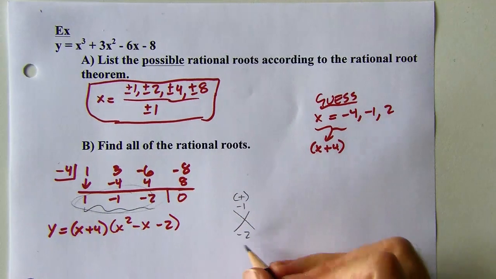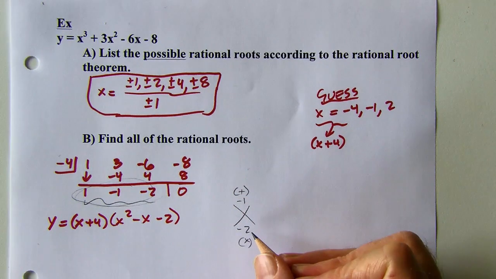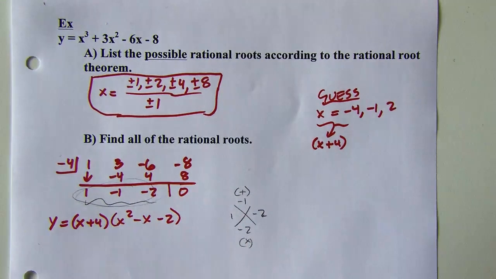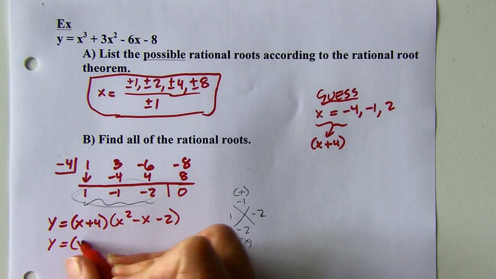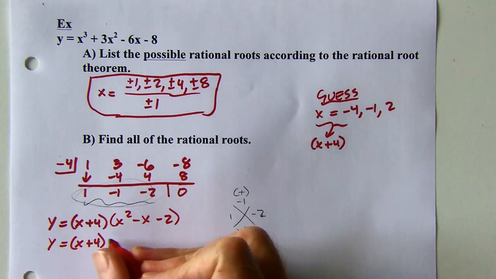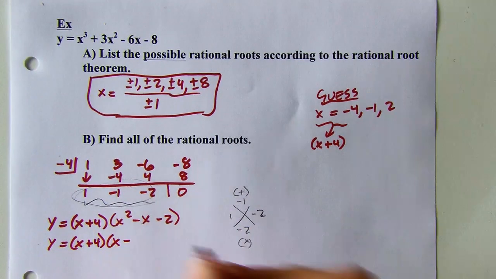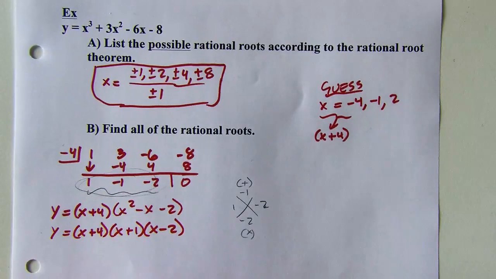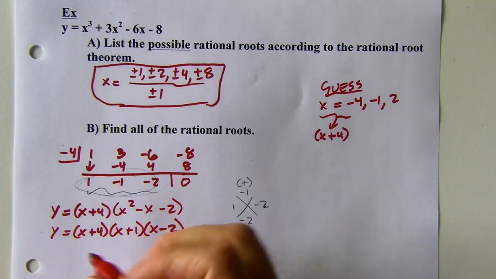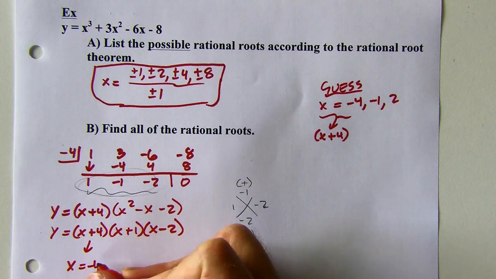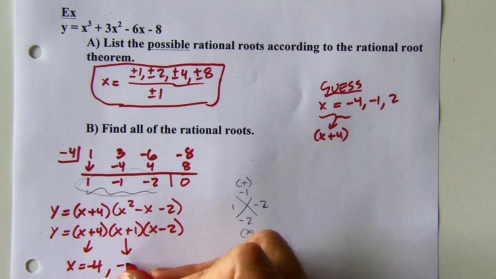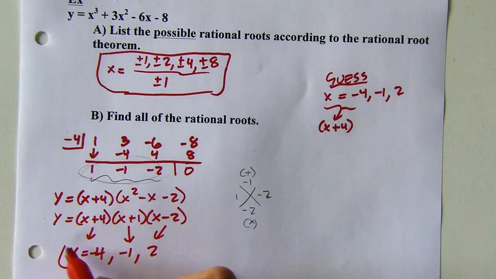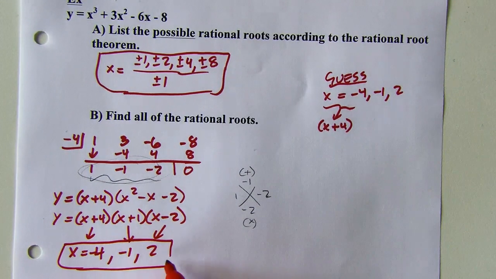Okay, so I got a negative 1 up there, negative 2. So I'm thinking, how can I multiply to get negative 2? Well, what about 1 times negative 2? So that will add up to negative 1. So it factors like this, and that means my possible rational roots, if this was equal to 0, what x could equal? x could equal negative 4, x could equal negative 1, and x could equal positive 2. Those were my guesses, so they all turned out to be good guesses on that one.